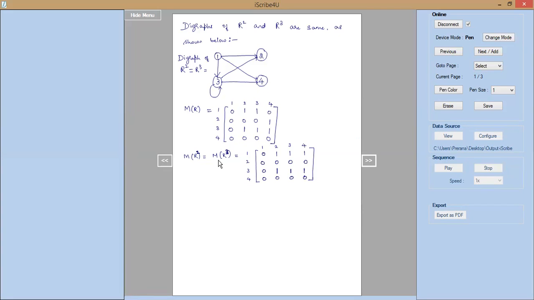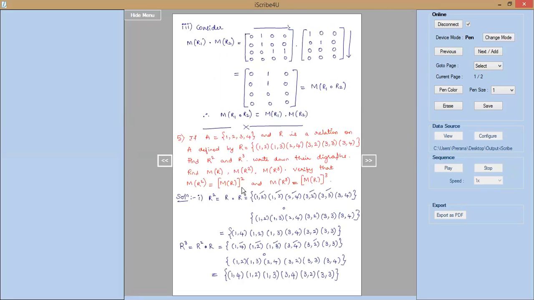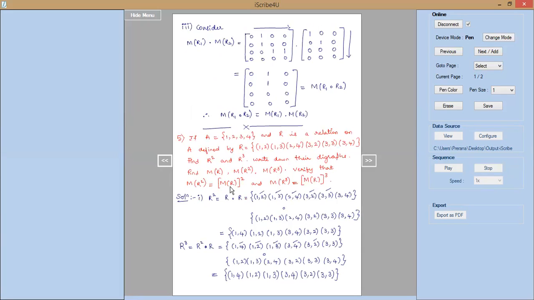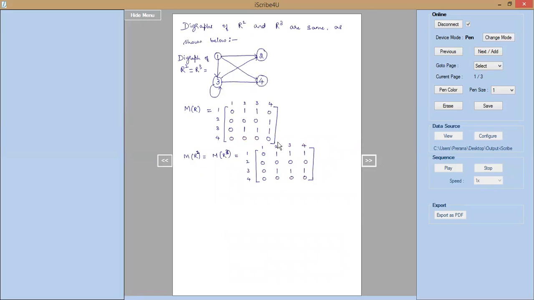Now we will do the product of two matrices. The next part of the problem is to verify that matrix R square is equal to matrix R the whole square. Matrix R square we just now obtained. This is our matrix R square. We have to verify whether this is equal to matrix R the whole square, meaning matrix R into matrix R. So let us do the product of matrix R into matrix R.